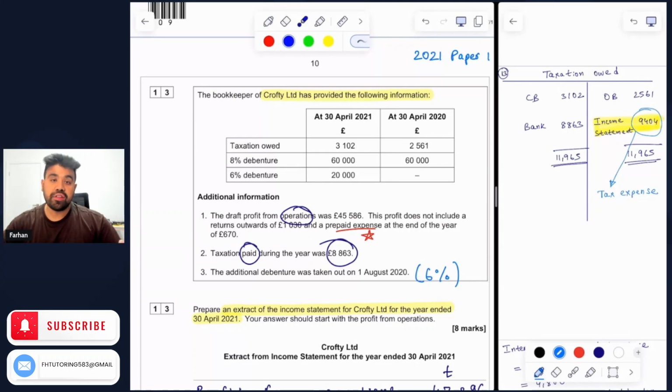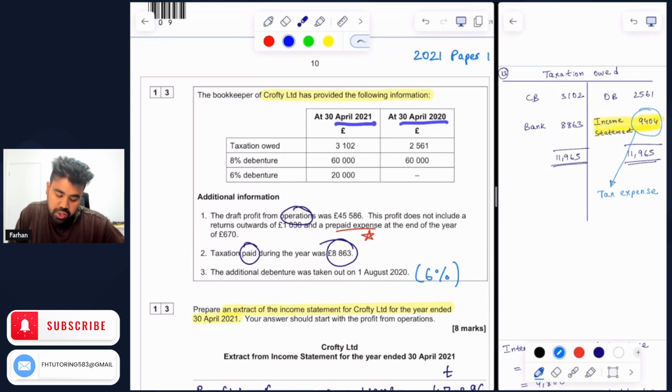This question relates to the preparation of financial statements for limited companies. This is question number 13, taken from 2021 Paper 1 exam. The bookkeeper of Crofty Limited has provided the following information. So you can see we have two financial years ending 30 April 2020 and 30 April 2021.